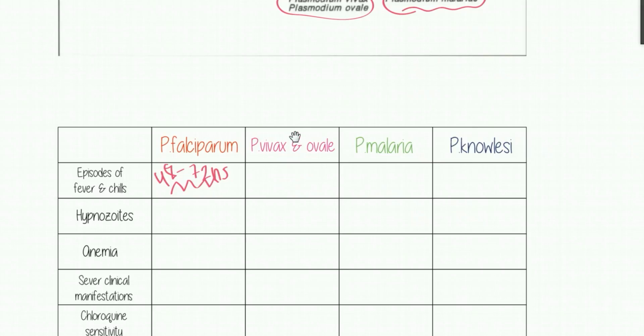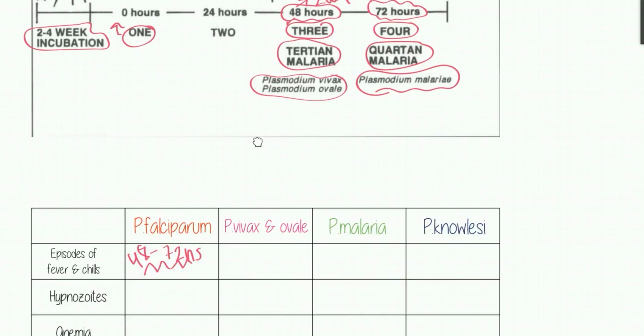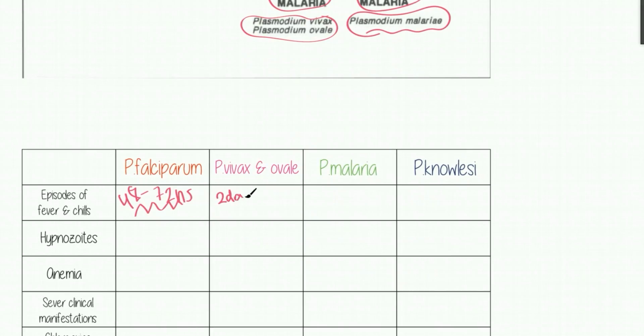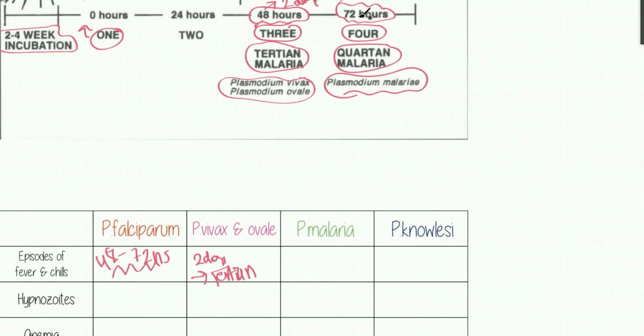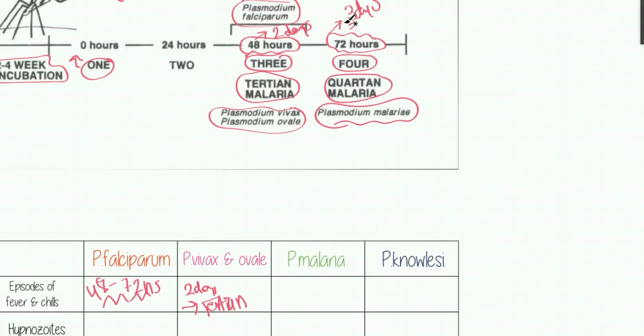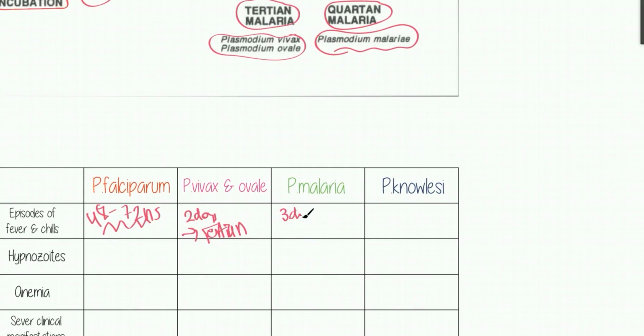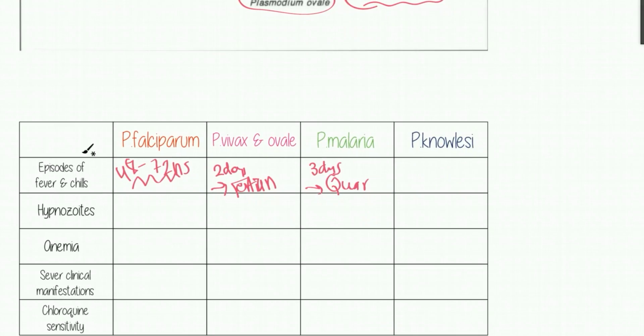Vivax and ovale, as we said here, it is 48 hours, which means 2 days, and we call this interval tertian malaria. Here in Plasmodium malariae, it is produced every 72 hours, which means 3 days, and it is called quartan malaria. And Plasmodium knowlesi, as we said, they don't have enough information about it, so it is not yet known.